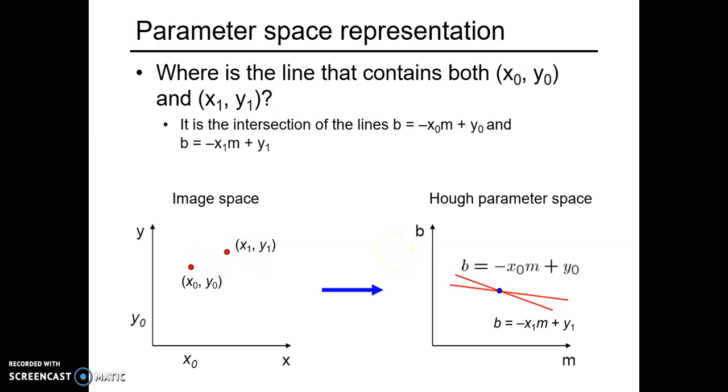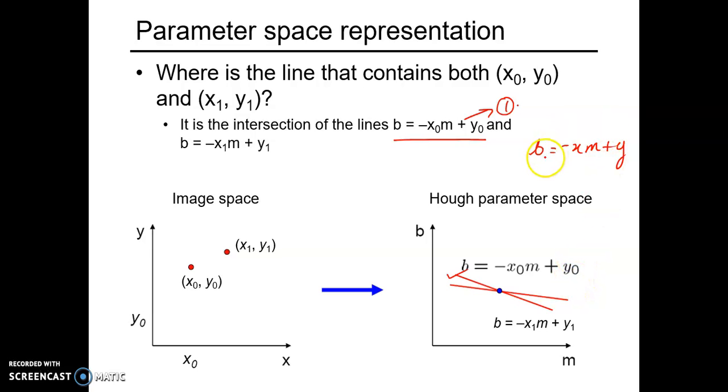So first of all, you have to take the equation b is equal to minus x into m plus y. Then if I substitute x0, y0, I will get this as equation number 1, and this represents a line, and I am drawing that line. So this is the line representing the equation b is equal to minus x0 m plus y0.